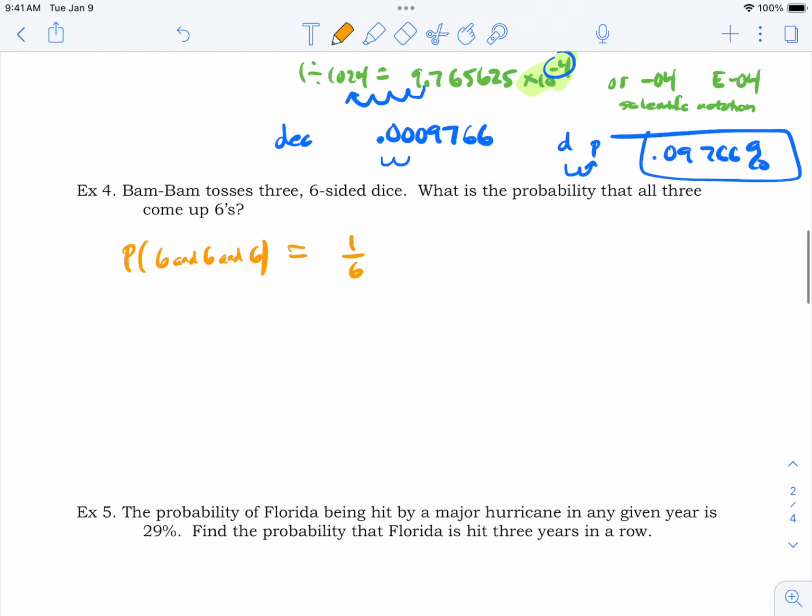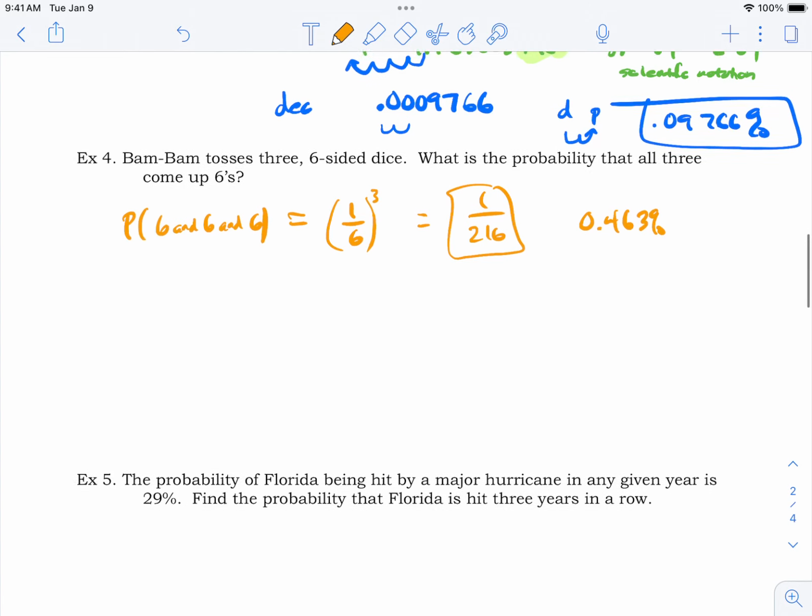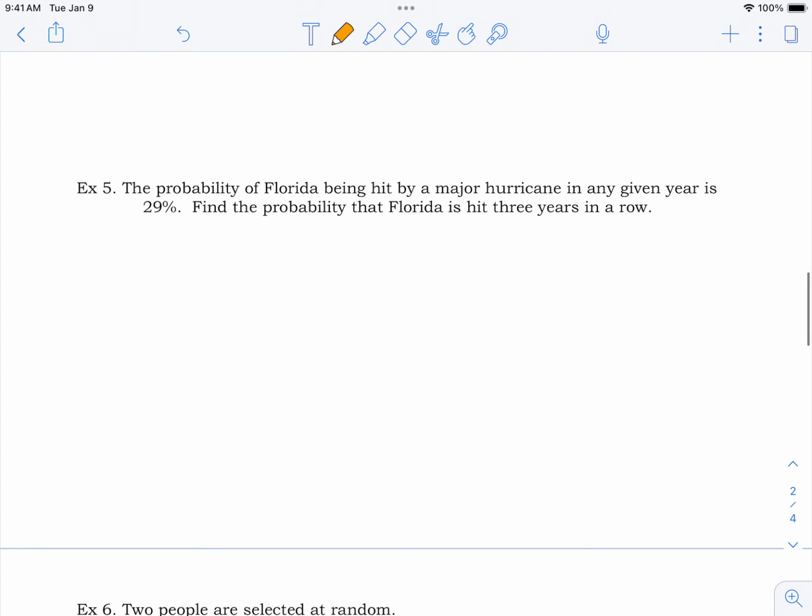And since we're doing it 3 times in a row, I could multiply it times itself 3 times, or what means the same thing, I could put an exponent of 3 on there. And that comes out to a nice fraction of 1 over 216. And if you turned it into a percent, you'd get something like 0.463%. Okay, cool, right? No tree diagram, no muss, no fuss.